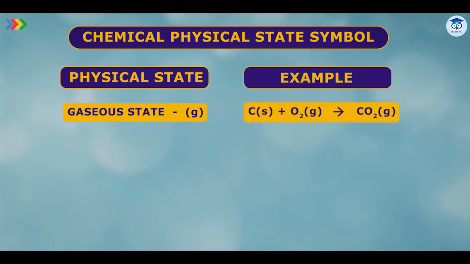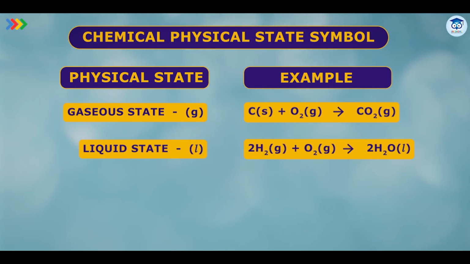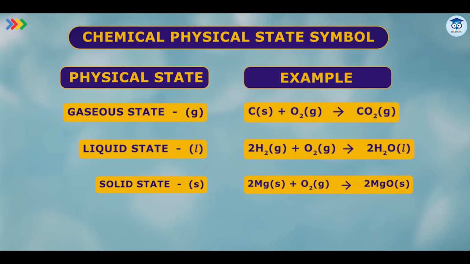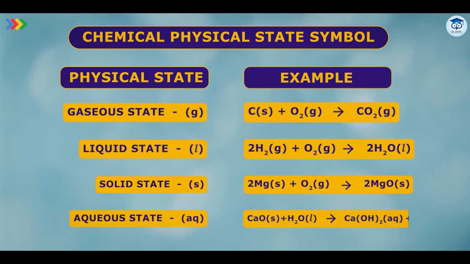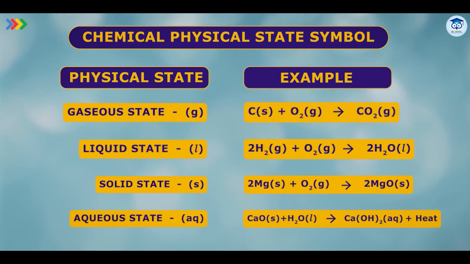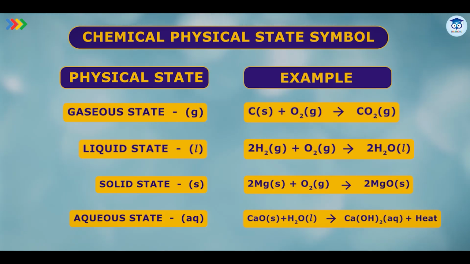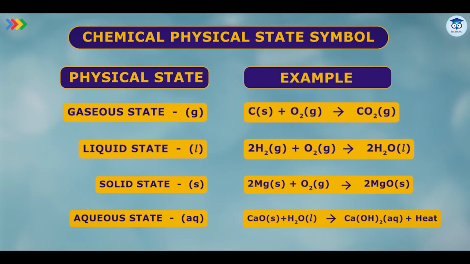Gases are written with a small g, liquids with a small l. Whatever solids we have in the chemical equation, we represent them by a small s. All the solutions which are made using water as a solvent are termed aqueous solutions and they are represented by the symbol aq. These symbols are written right after the chemical formula in the chemical equation.